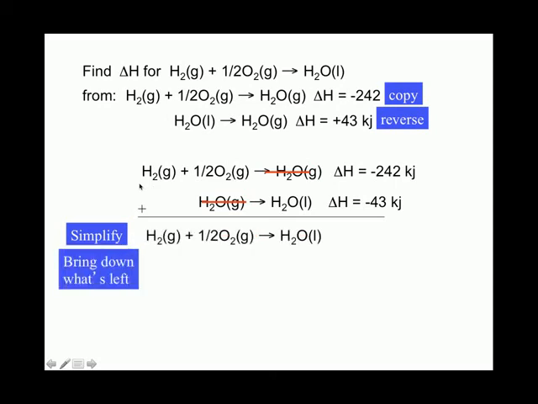If I bring down what's left, I get this. And then I compare this to what I wanted to find delta H for. And you notice the equations are exactly the same. So if that's true, then I could add my delta H's and I'm done. So this is how I can get a delta H for an equation that I couldn't find anywhere, that I would have to do an experiment for. By looking up a couple of data equations, I can manipulate them.